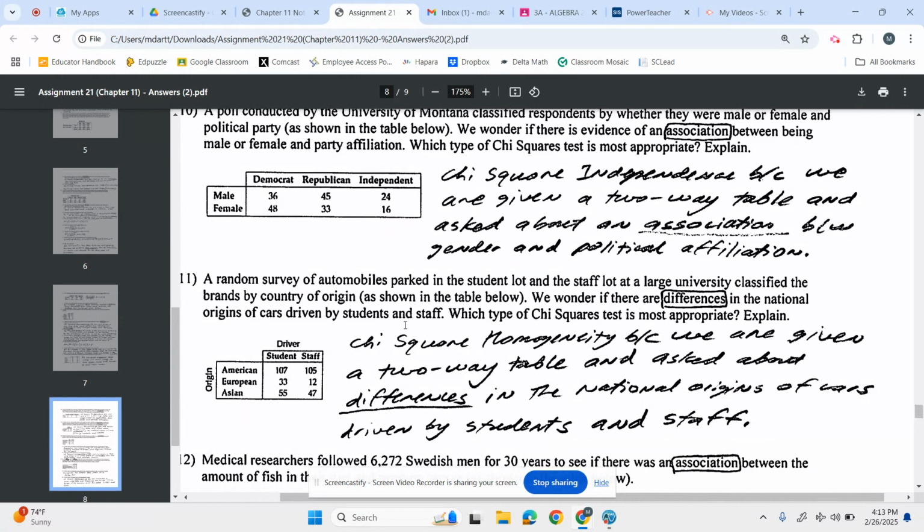The next one, number 11. Notice again you have a two-way table. You have your origin, and then you have the driver, whether they're students or staff. So a two-way table, so it's either homogeneity or it's going to be independence. It says the word differences. That implies that it has to be homogeneity.